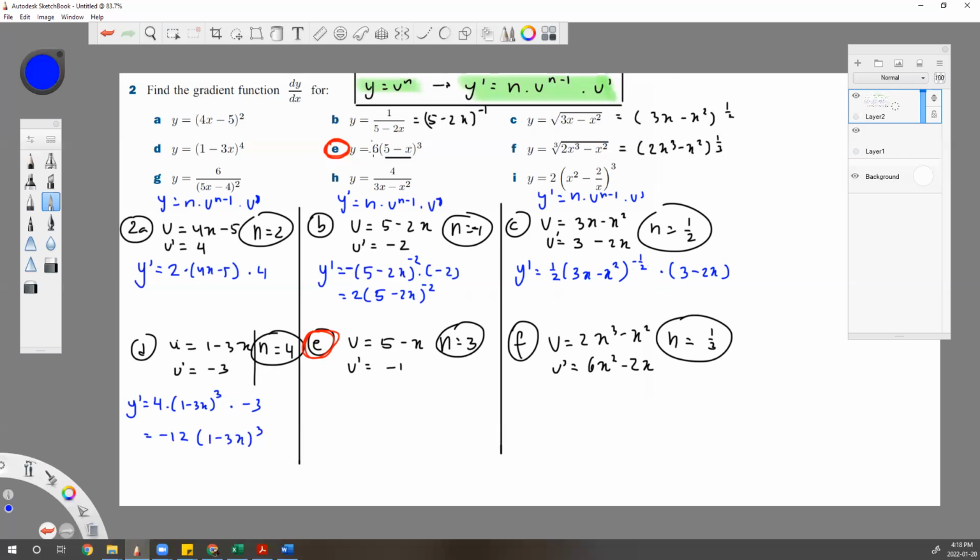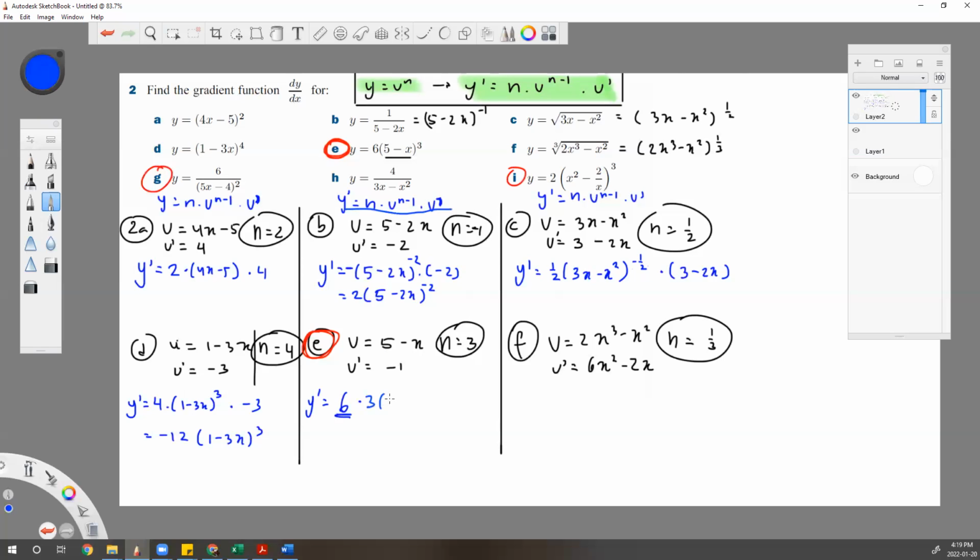E, be careful, we have the 6. So you have to write down the 6 and then continue as usual. That's the way you do for the rest of the question. G, we have 6, right? H, we have 4. I, we have 2. That's all. Just write down the 6. Write down the constant. That's what we call a constant. Multiply. Done. And you can go with the formula, the green formula, or this one.